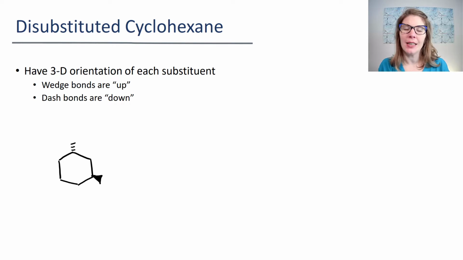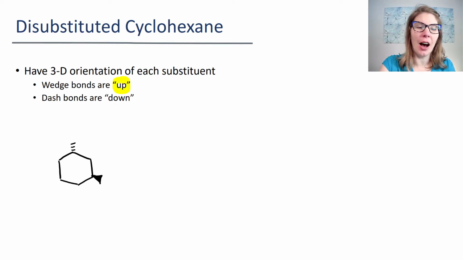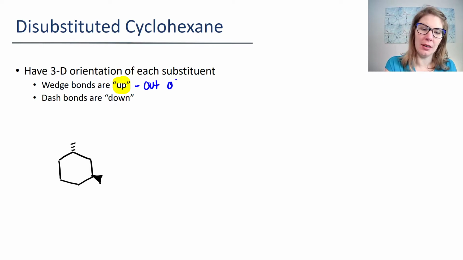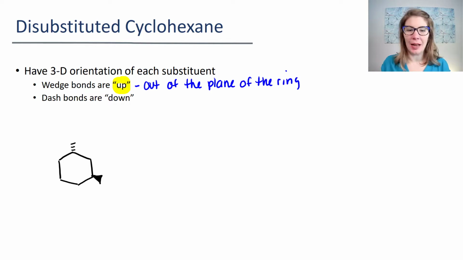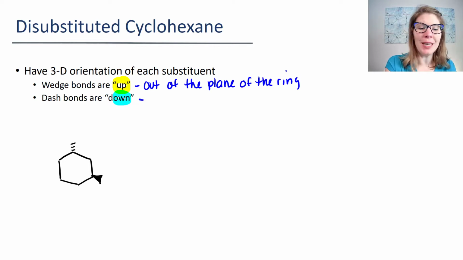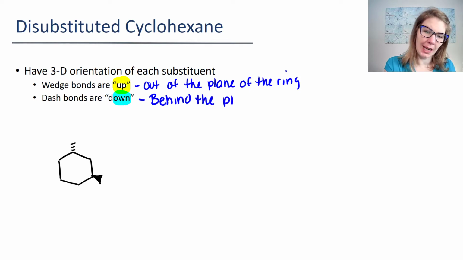There's wedged bonds and there's dashed bonds. Wedge bonds are trying to communicate up or out of the plane of the ring. Dashed bonds are trying to communicate down or behind the plane of the ring.